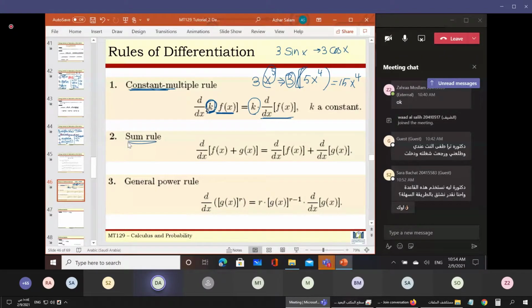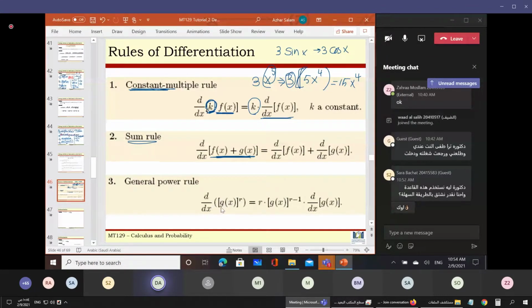Also, the sum rule, if I have two functions added together, okay, the addition between these two functions, I just differentiate the first one plus the derivative of the second one. Okay, the derivative of the first plus the derivative of the second, immediately.